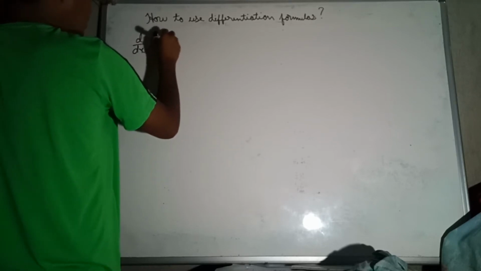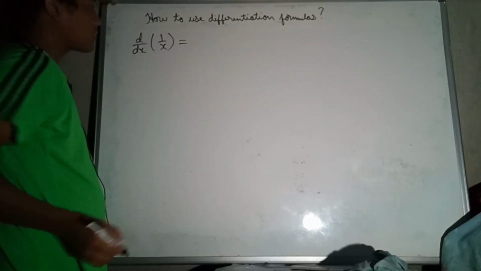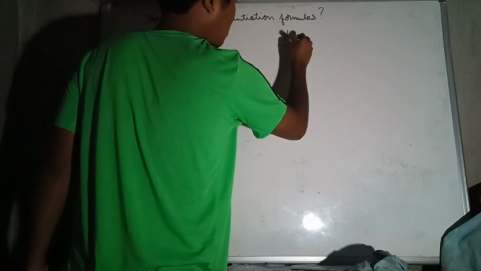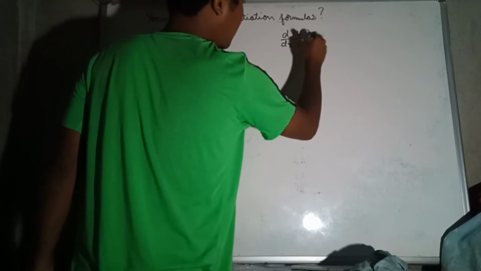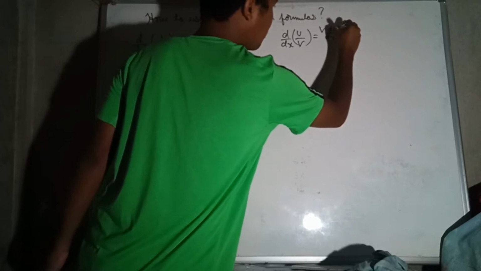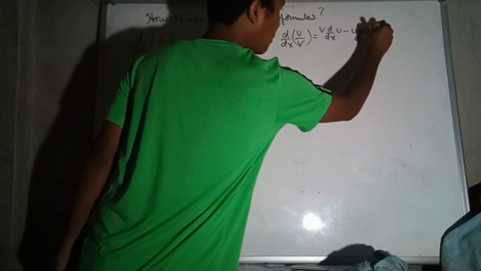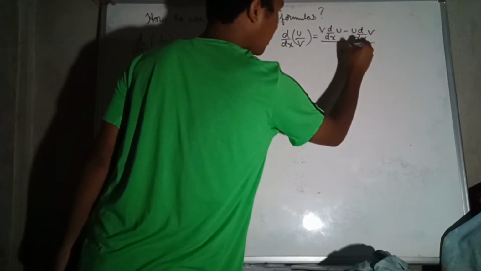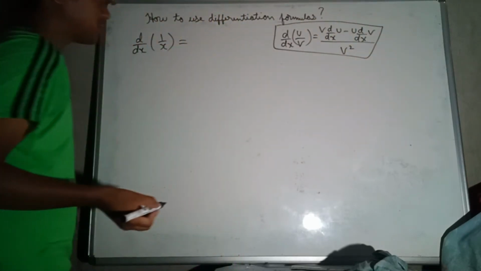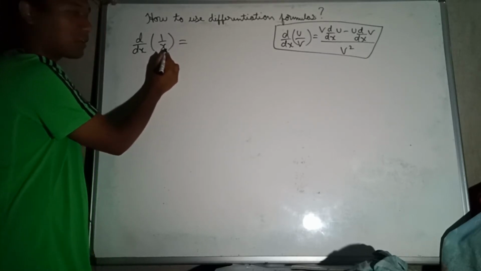Next, d/dx of 1 by x. We solve it again using the formula d/dx of u by v equals v d/dx of u minus u d/dx of v, by v squared. Here u is 1 and v is x.